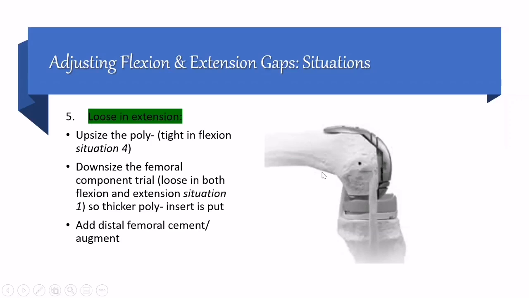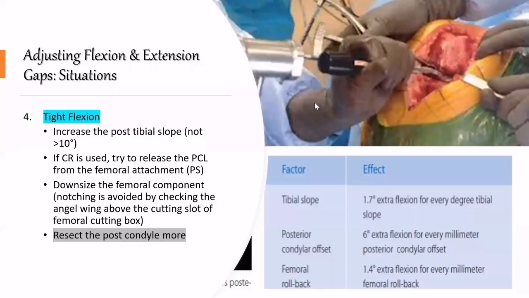Because if we reduce the size of the component, it means that the anteroposterior diameter of the femur is reduced. So whenever you have reduced this, it will cause situation number 1, loose flexion and extension, so add more polyethylene insert. If it is still loose, add distal femoral cement or augment, in cases of course augments are in revision surgery, when you have lost the posterior condyle, there are some distal femoral segments, and this is especially okay.